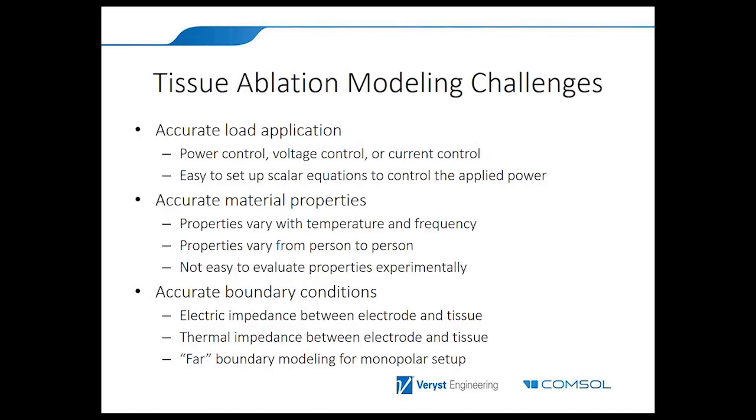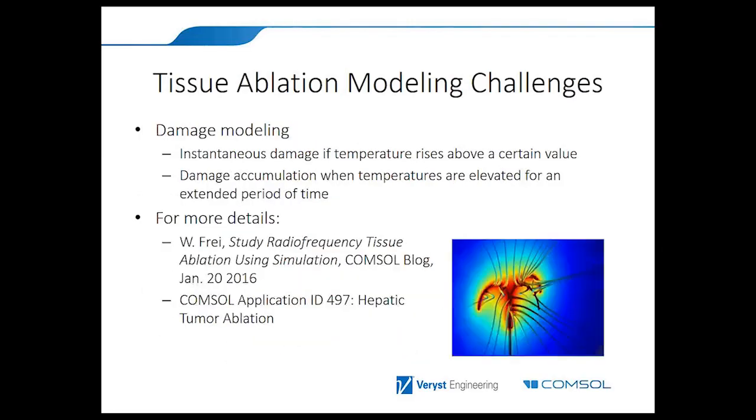Also, if you have a single electrode design like the one in the previous slide, then you need to put a proper boundary condition for the far field. If you have two electrodes, that's relatively easier. And the last item is the damage modeling. I'm not going to repeat that because it's what I mentioned earlier. The instantaneous and the damage accumulation are both there.